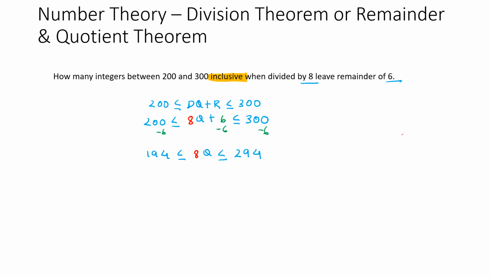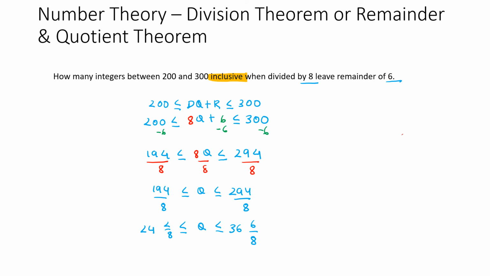And then we're going to divide by 8 on both sides. So that gives us 194 divided by 8 less than or equal to q less than or equal to 294 divided by 8, which is approximately 24 2/8 less than or equal to q less than or equal to 36 6/8.